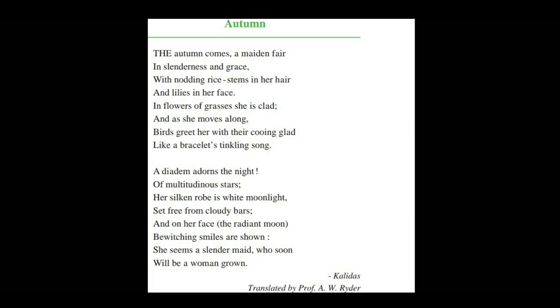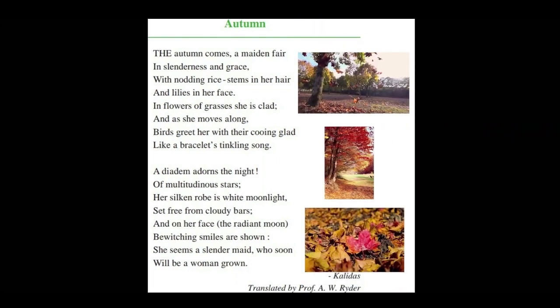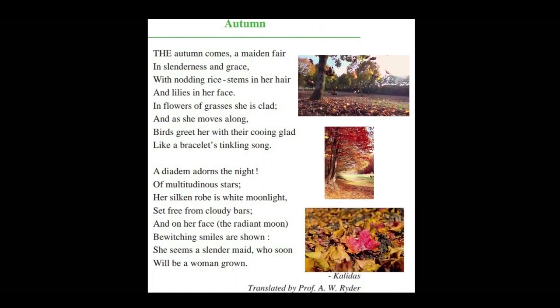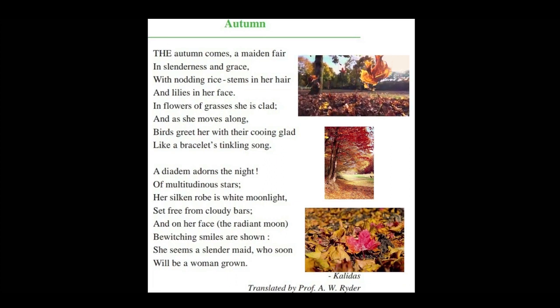In the next 15 minutes, we will understand the poem Autumn and its figures of speech. Autumn is a season. It occurs after summer and before winter. In Western countries like America, Canada, the leaves of the trees start falling. So, this season is also called fall there.